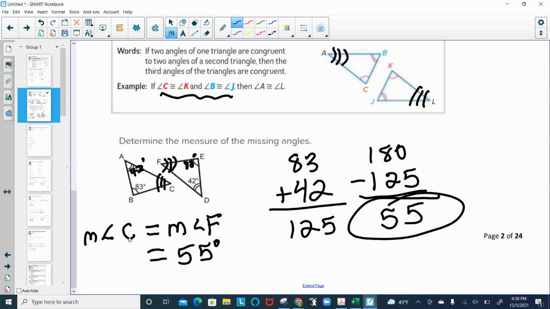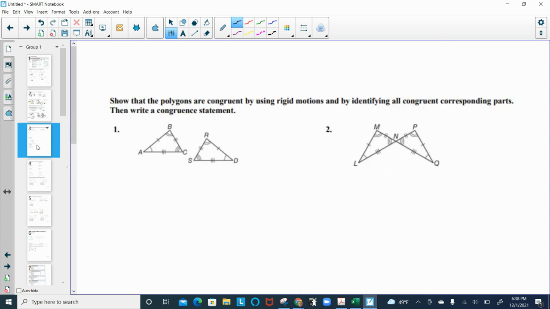All right, just a little bit more and then we'll stop the video. Turn to page 3. Now, in page 3, what we're going to do is cross out that part.